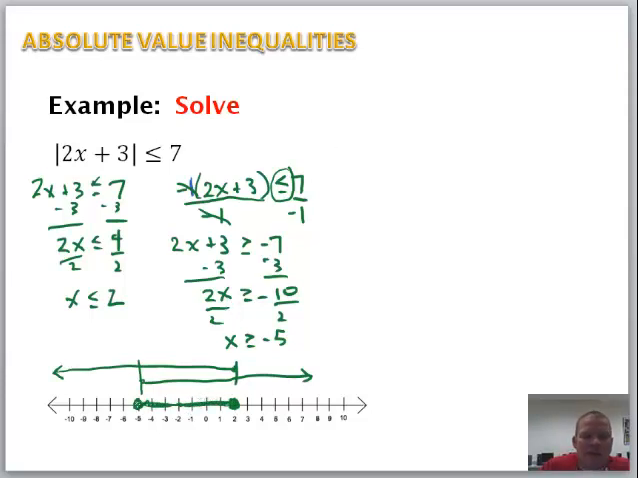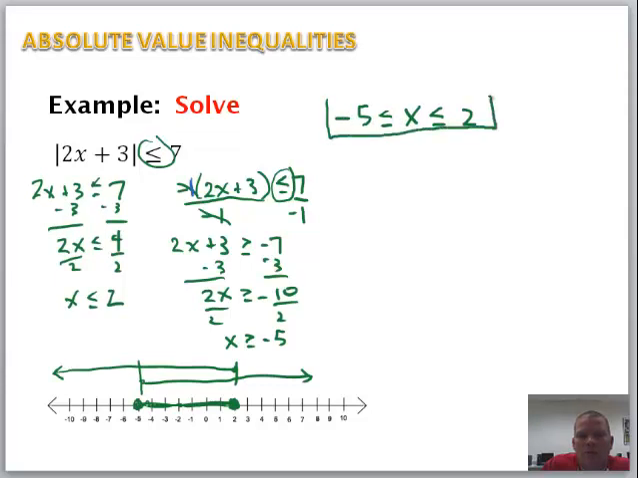Now since x is greater than this and less than this, I'm going to write this as a compound inequality. And it's going to have less than or equal in it because the problem had less than or equal in it. The small number was negative 5 and the large number was 2. So I'm going to write it that way. When I have a less than or equal, I'm going to write the solution as a compound, and this means and. It's an and statement. Okay? So that's when I have less than or equal to.